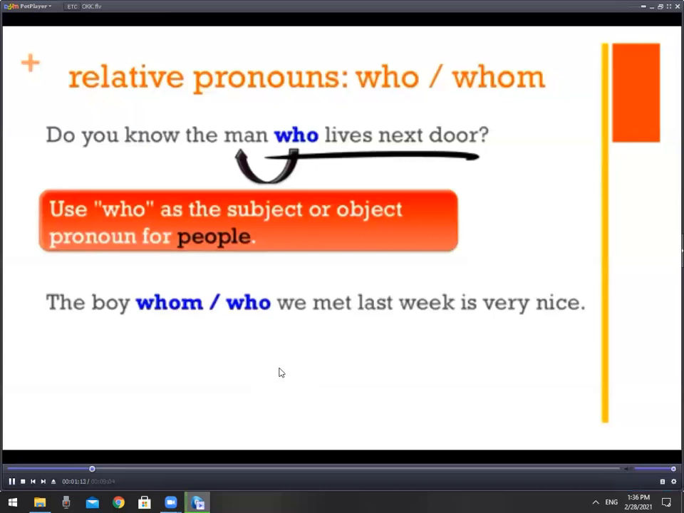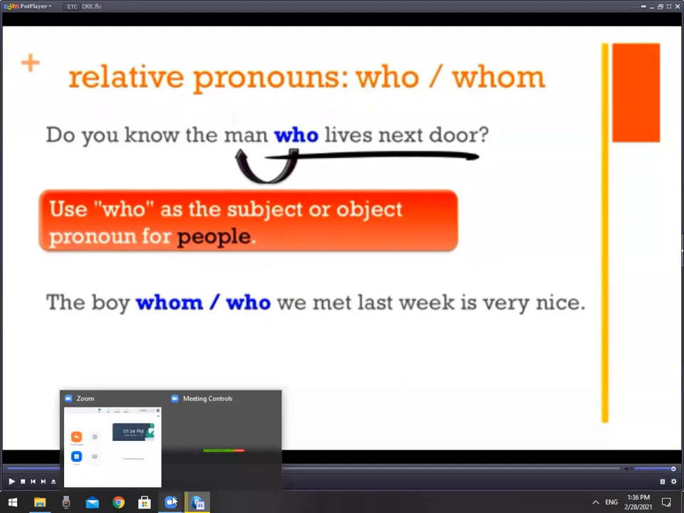And here's another sentence for you. The boy whom we met last week is very nice. Here it is. That's an important question for you. When do you use whom and when do you use who? What is the difference between whom and who? Any one of you knows the difference?